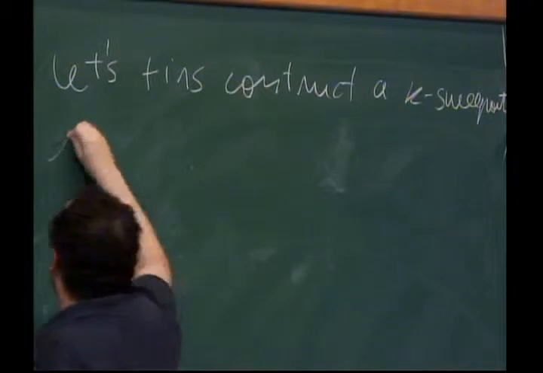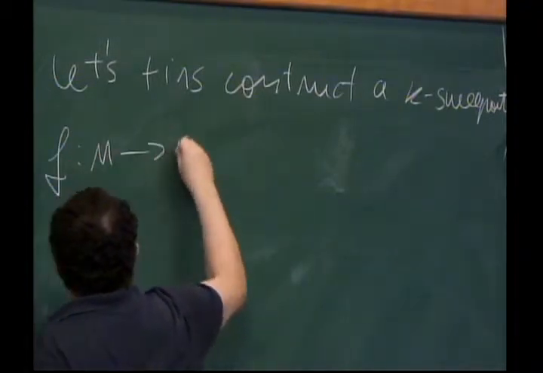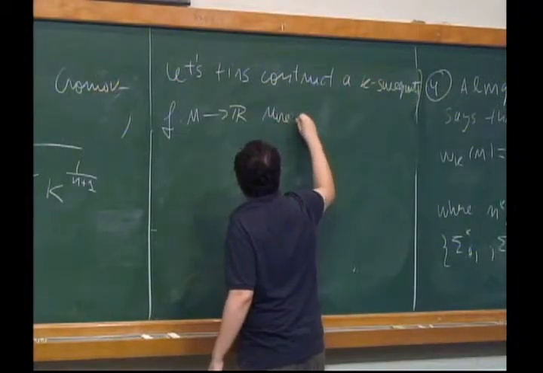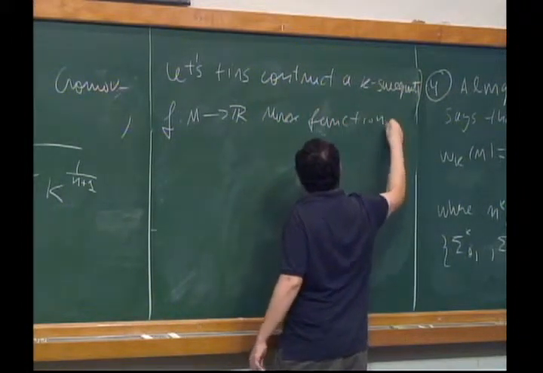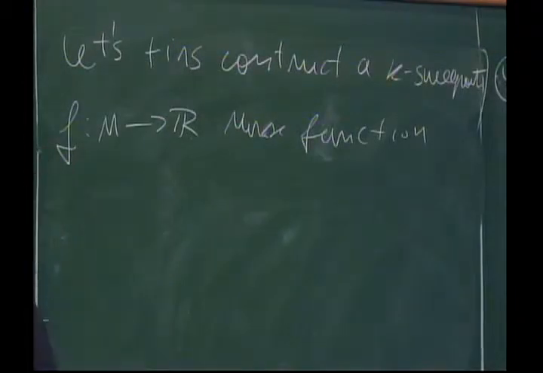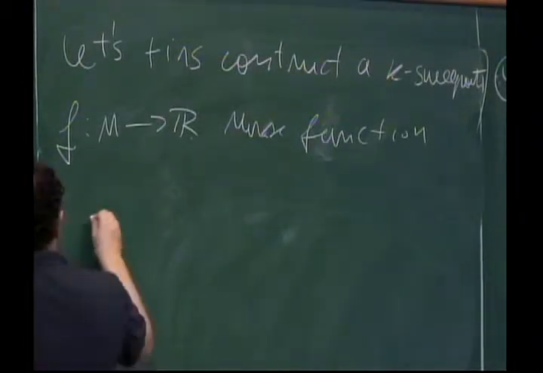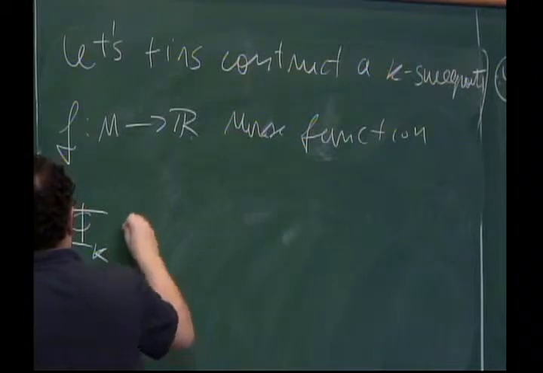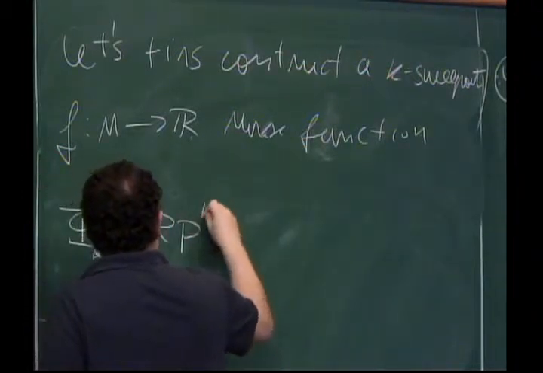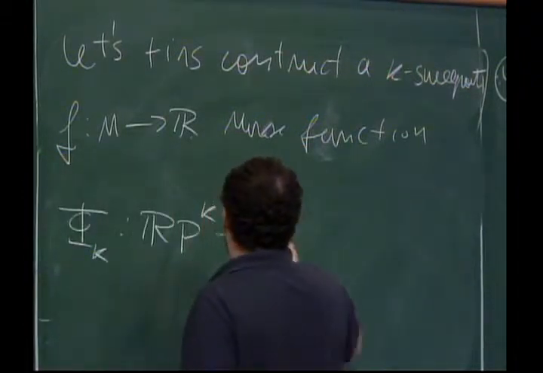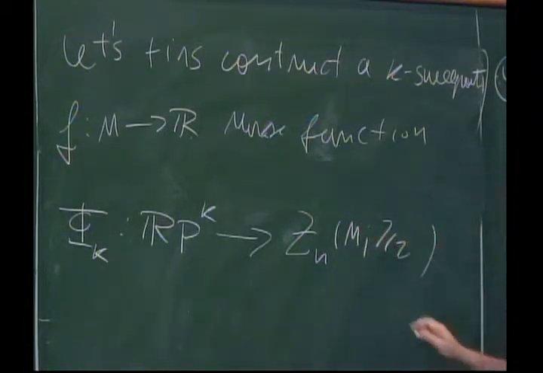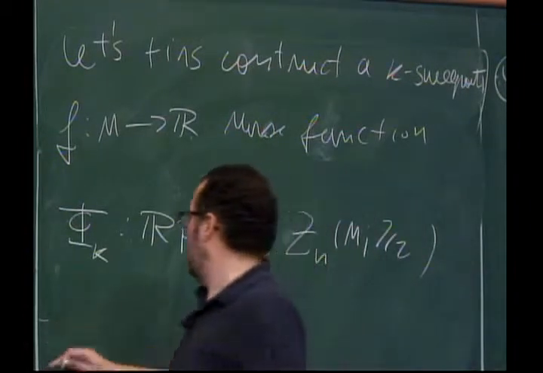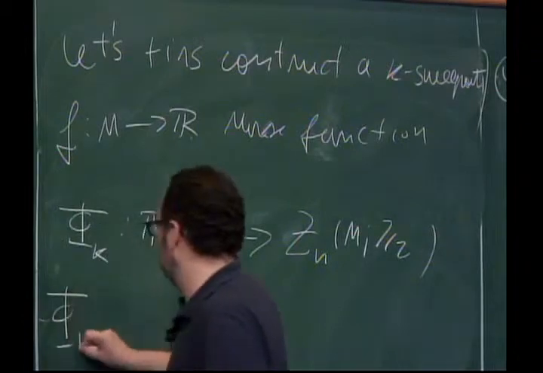Okay. So let's pick some Morse function f on M. Now, out of this Morse function, for every k, we're going to have a map from some k-dimensional projective space into the space of flat cycles with coefficients mod 2. And the map is given in the following way.